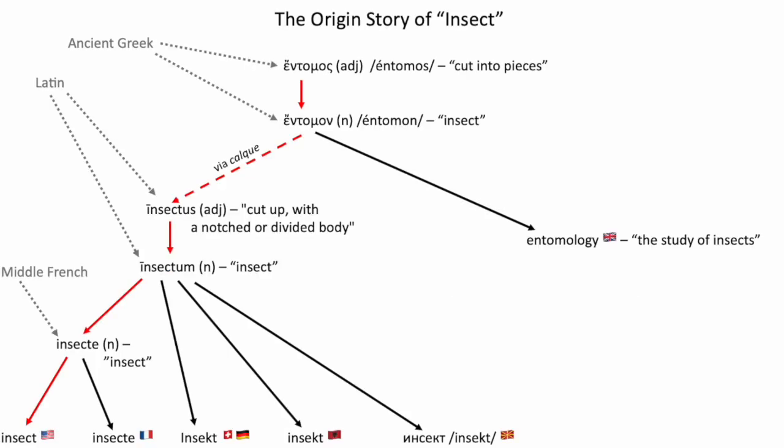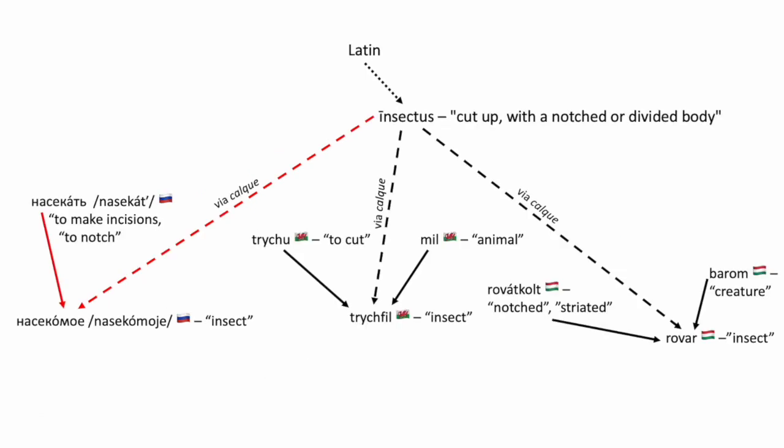Anyway, once the word insectus became a common word in Latin, it gradually spread to many languages, including many that aren't descended from Latin, for example, German, Albanian, Macedonian, and of course, English. Also, other modern languages calqued the Latin term and its cut up or notched meaning and created their own variant of the word, for example the Russian naseko and the Welsh trychfil, and even non-Indo-European languages like Hungarian with rovar, which combines the two words rovat and göit barom.